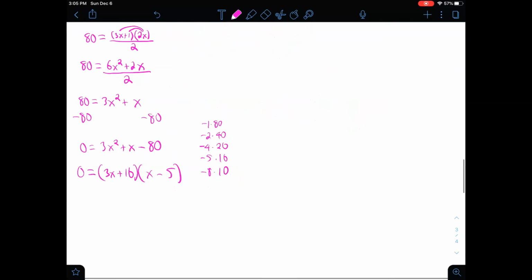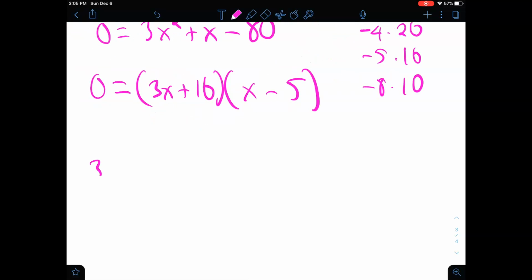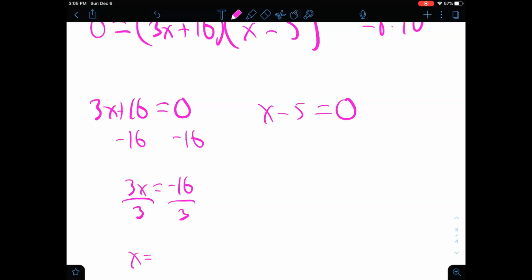All right, so now we've got to solve this. So we're going to set each part equal to 0. So we're going to do 3x plus 16 equals 0, x minus 5 equals 0. Solving for x, we're going to subtract 16 from both sides over here. 3x equals negative 16, divided by 3. X equals negative 16 thirds. Add 5 over here. X equals 5.